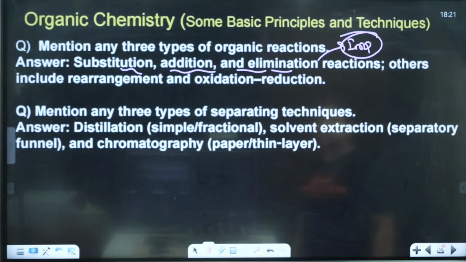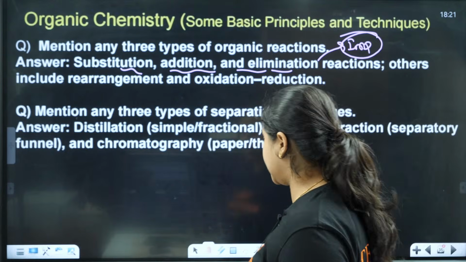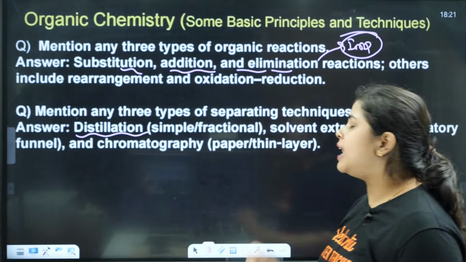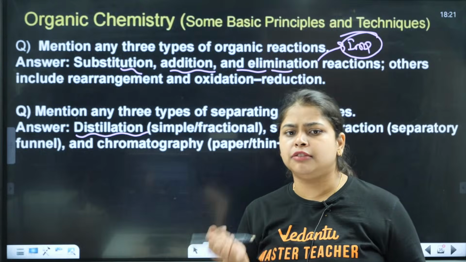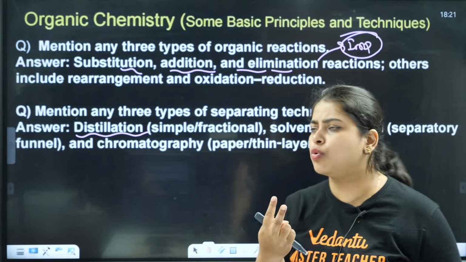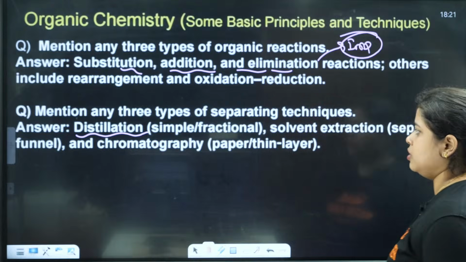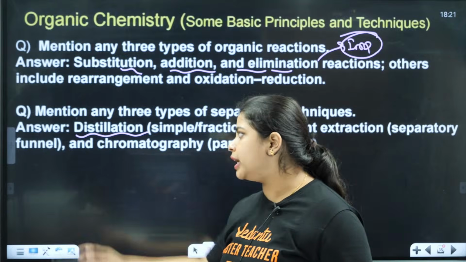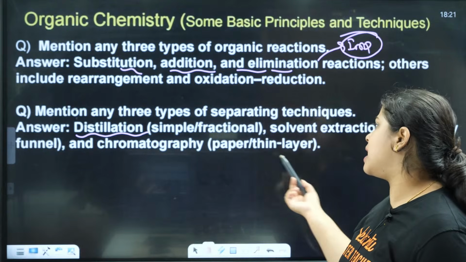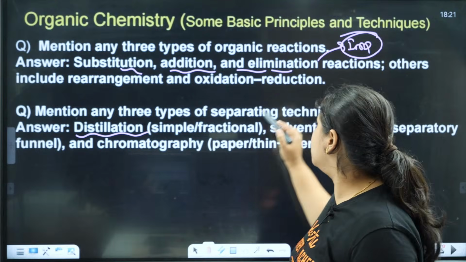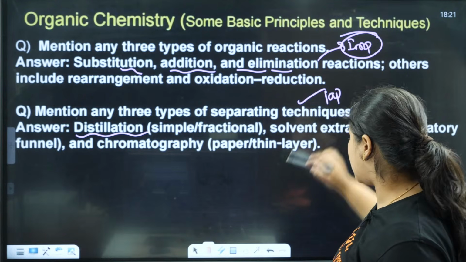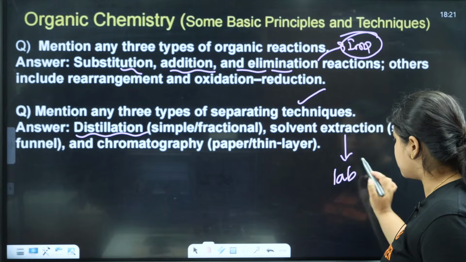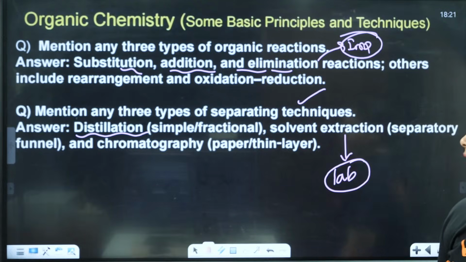Mention any 3 types of separating techniques. These are the separating techniques which we can use. First one is what? Distillation. In distillation we have 2 types. One is simple and one more is fractional distillation. Okay. Solvent extraction, that is with a separatory funnel, and chromatography, that is paper and thin layer. These you can do in the lab. I think you might already have done them. Okay, these are laboratory processes which you people might have done.